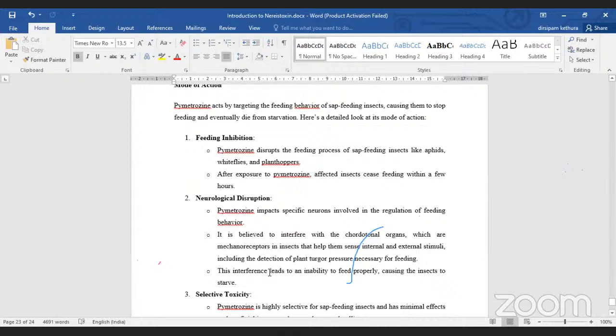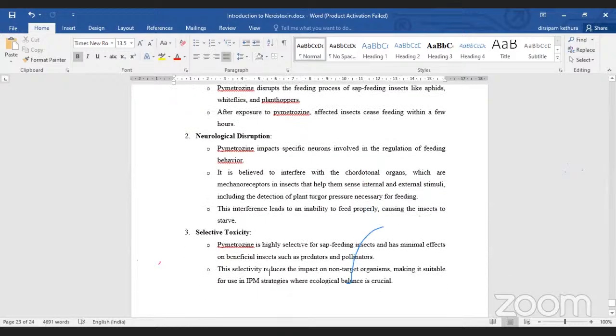Second one is neurological disruption. Under the feeding inhibition, this pymetrozine disrupts the feeding process of sap feeding insects like aphids, whiteflies, and plant hoppers. After exposure to pymetrozine, affected insects cease feeding within a few hours. Coming to the action of pymetrozine, this impacts specific neurons involved in regulation of feeding behavior.